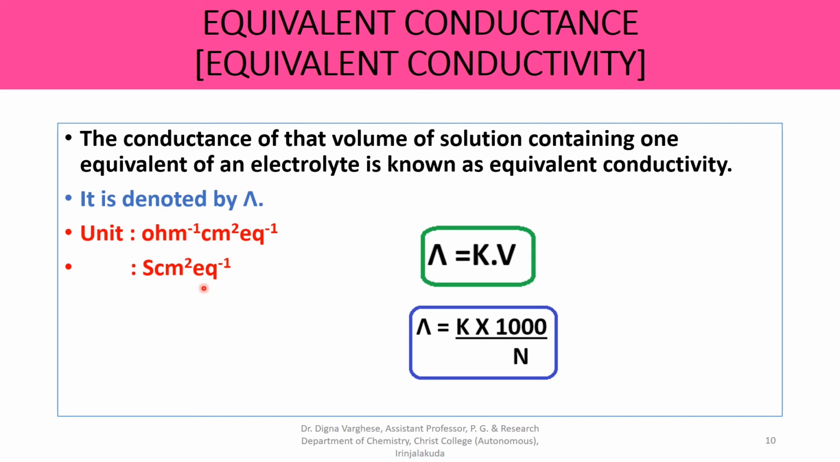So, N is the normality, that is the concentration in gram equivalents per liter. So, it is known as equivalent conductance or equivalent conductivity. It is the conductance of that volume of the solution containing one equivalent of an electrolyte.